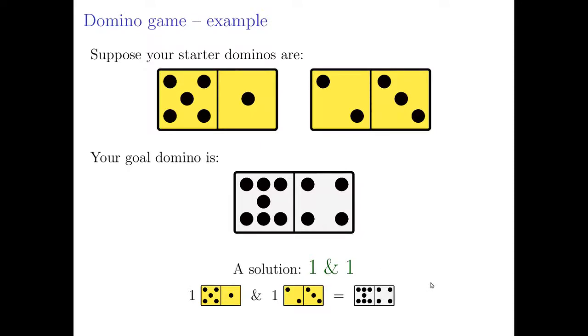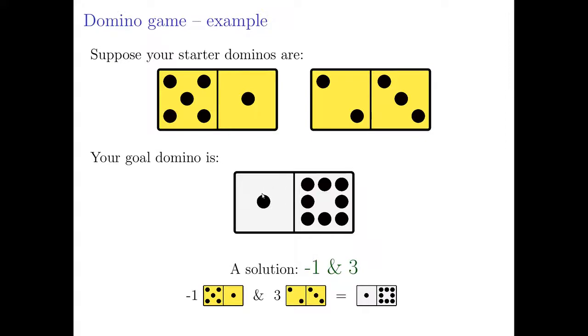If I'd given you a different goal, if I said, how about this one here? You have to make 4-6. One solution to that would be adding 0 of the first one and then adding twice the second one. And if you do that, you end up getting 4-6, because 2 of these gives you 4-6. What if I said you want to get 1-8 as your goal? If you play around with this a little bit, you will discover that a solution, and there may be more than one, but one solution is -1 of the first domino plus 3 of the second one.